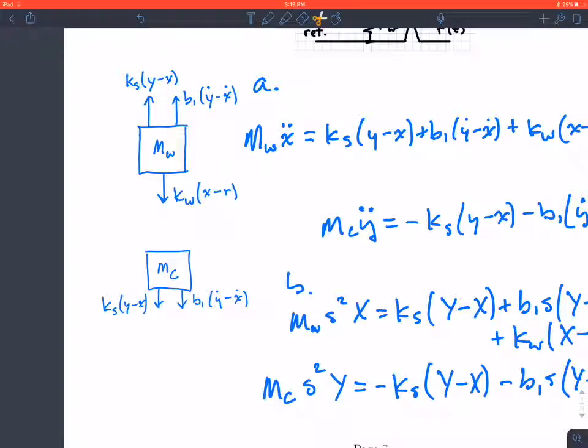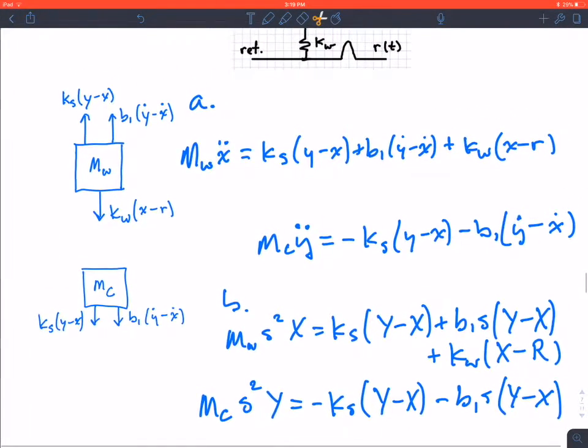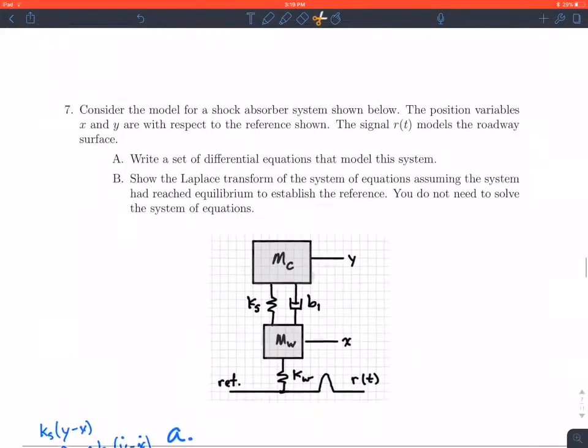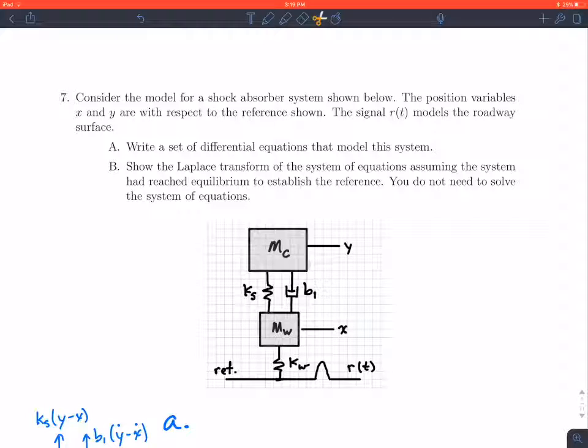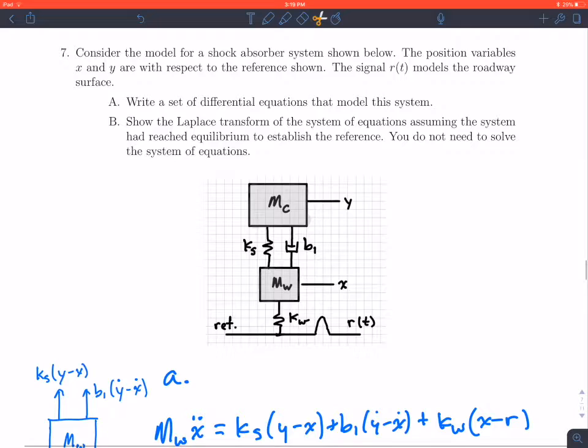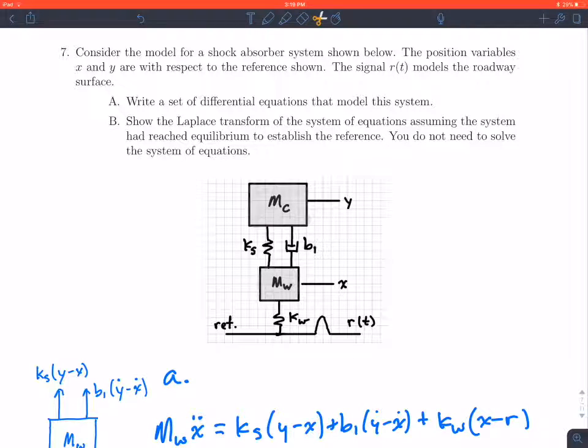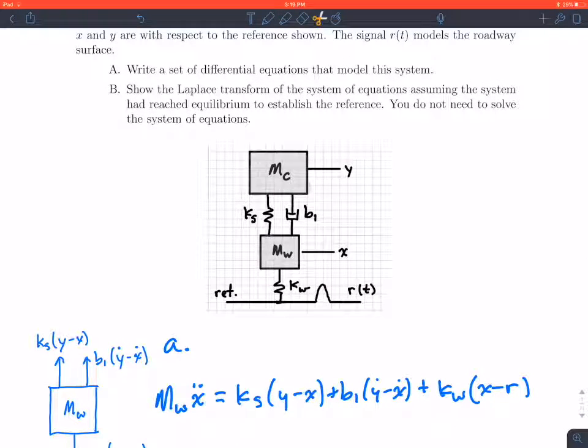Okay, here's your screencast solution for exam 1, problem number 7. In 7, we have this shock absorber system, and essentially I say in the problem statement that you can assume that equilibrium has been reached to establish the reference points x and y with respect to a certain reference level. Okay, and then r is supposed to represent the road, so you notice here there's definitely a bump in the road.